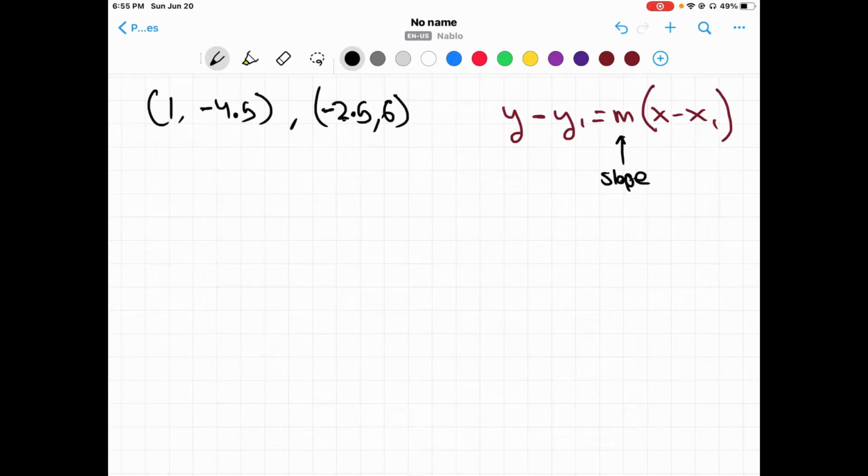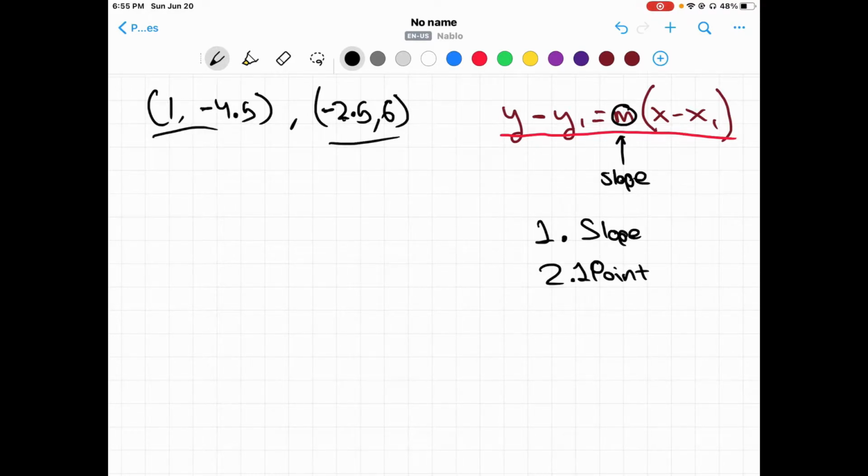Now to do this, we're going to use point slope form, and this is a formula for it. Y minus y1 equals m, which is the slope, times x minus x1. Now, notice how it says y1 and x1. That means we're going to use a point, and right here, m means that we're going to use the slope. So, in order to do this, we have to find the slope and use one of the 2 points given, so it could be either this one or this one.